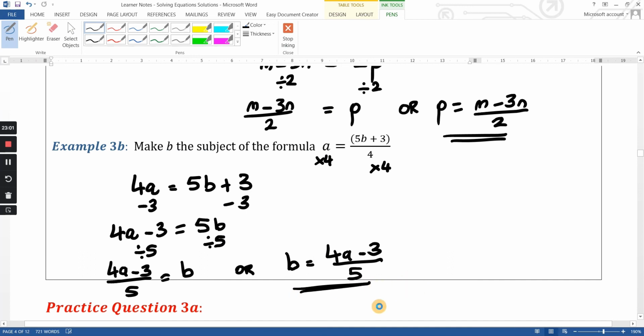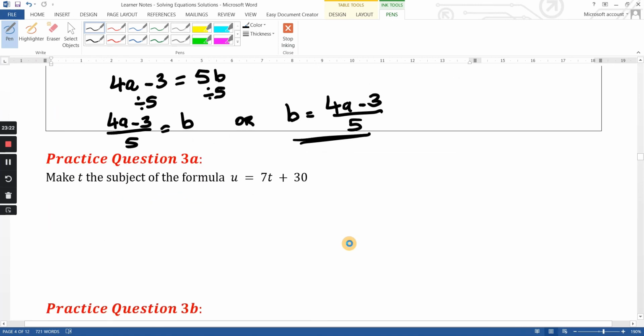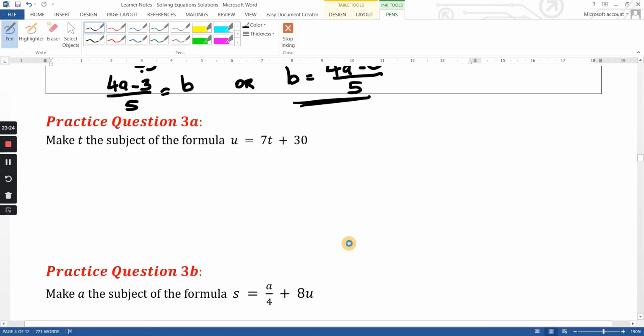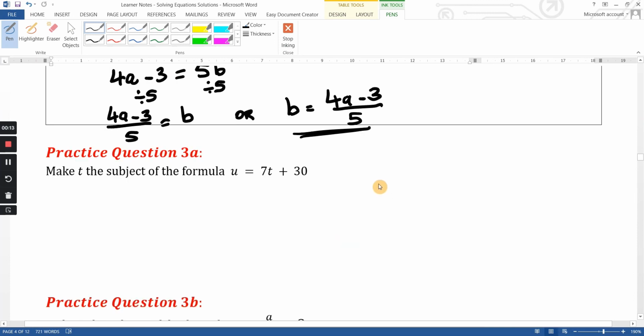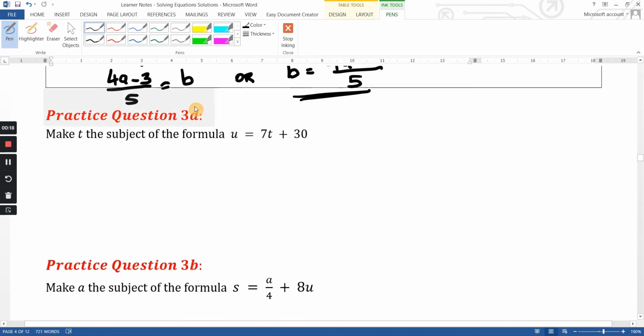So it's a bit weird when you first do these, but just stick to the rules of how you solve equations. How do you get rid of terms? You do the opposite of what it actually is, and slowly you'll have rearranged it, and you'll have got your answer. So pause the video and have a go at the next ones yourself, and I'll go through the answers in a minute. Okay, let's go through these answers. So practice question 3a, make t the subject of the formula.